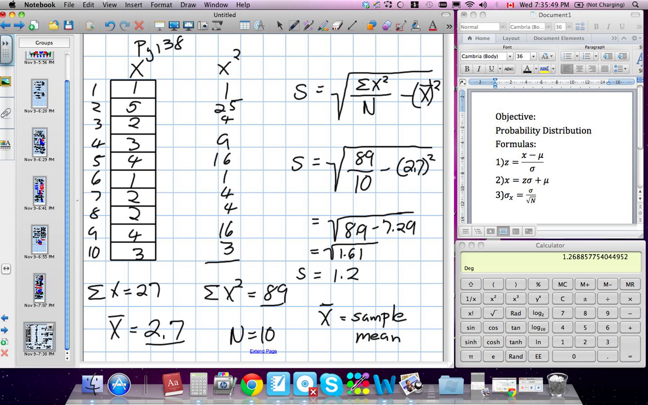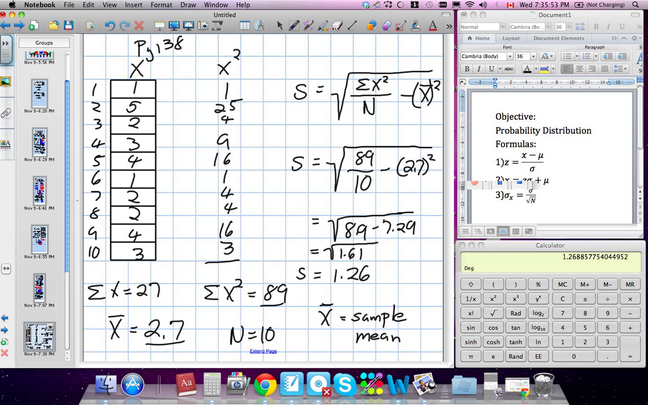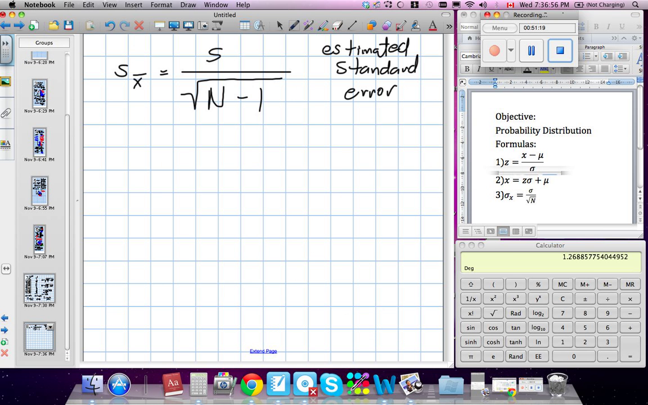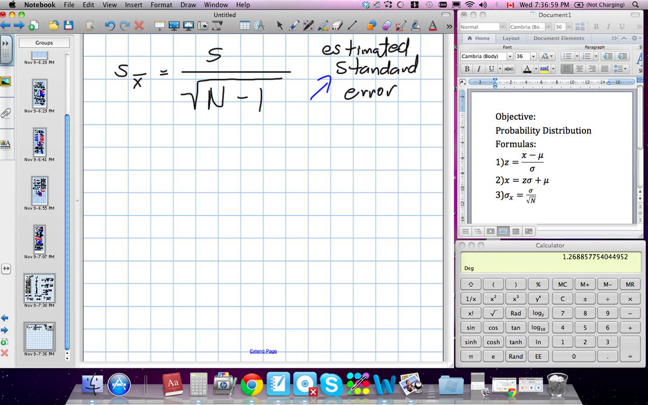So that is going to equal the square root of 8.9 subtract 7.29, which is 1.61. So for our standard deviation, we square root that number, 1.26. So this is our standard deviation of a sample mean.